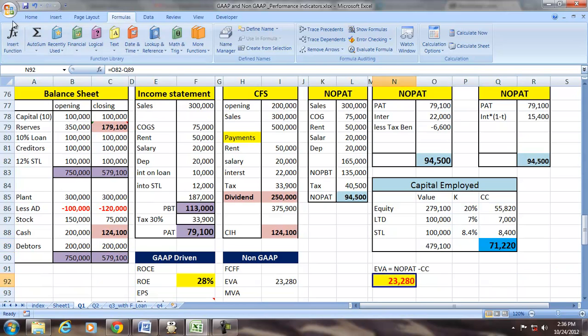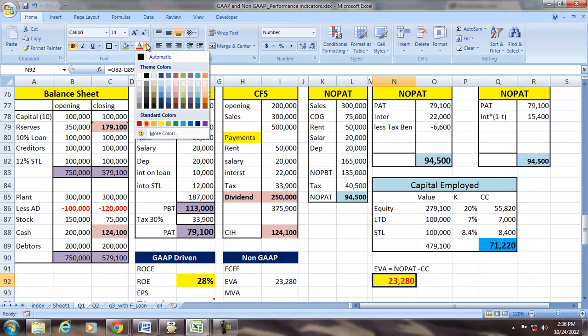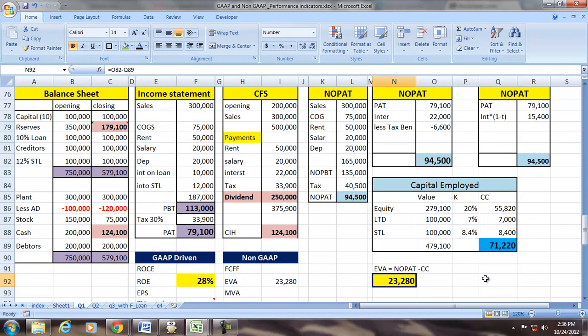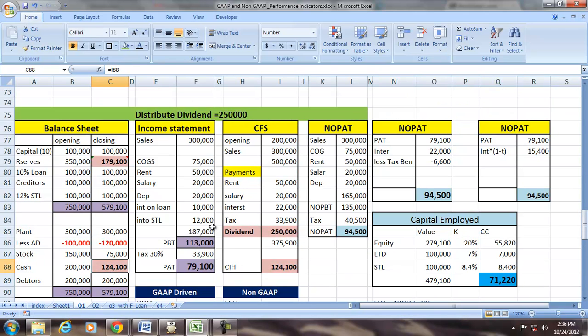The EVA has become positive. The positive EVA is because the equity has come down, and equity has come down because the dividend has been paid. The dividend has been paid because there are reserves and also cash. This is one of the ways companies can decide to use surplus cash, either to pay back equity, reduce equity, or pay back liabilities, or create investment.